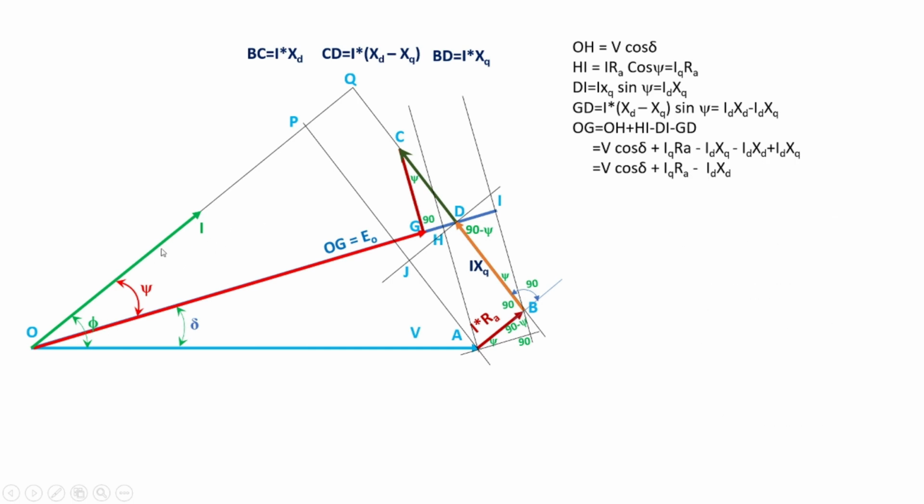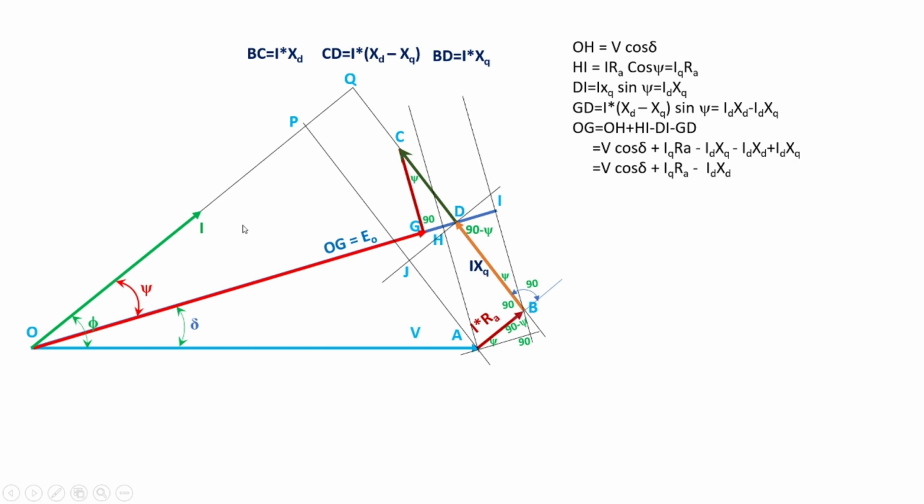Then, in order to find out the expression for psi, we need to consider two right angle triangles OPA and OQB. From the right angle triangle OPA, hypotenuse is V and angle is phi. Therefore, OP is equal to V cos phi and AP is equal to V sin phi. As AP is equal to BQ is equal to V sin phi, QD is equal to V sin phi minus this length. What is this length? I into XSQ. So, QD is equal to V sin phi minus I into XSQ.